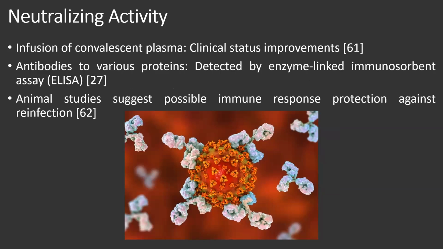Similarly, in another study of close to 24 patients who have successfully recovered from COVID-19, the antibodies to the receptor binding domain of the spike protein and the nucleocapsid protein were detected by enzyme-linked immunosorbent assay, or ELISA, in most patients by 14 days following the onset of their symptoms. And these ELISA antibodies actually correlated with neutralizing activity as well. Animal studies as of date have suggested that the immune response to infection could possibly offer some protection against reinfection, at least in the short run.